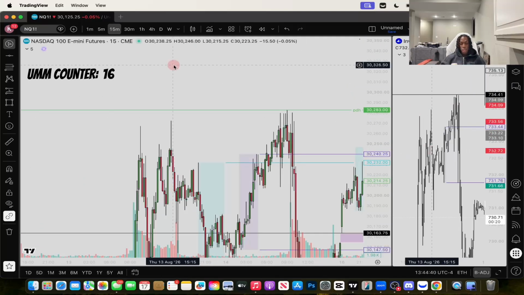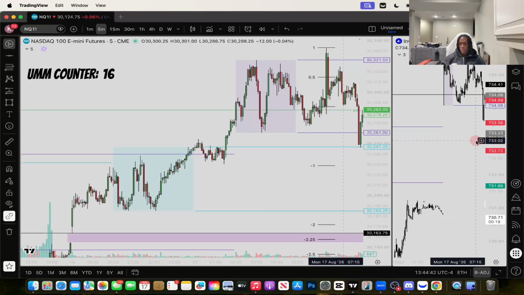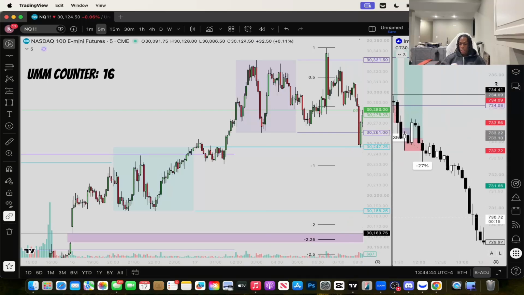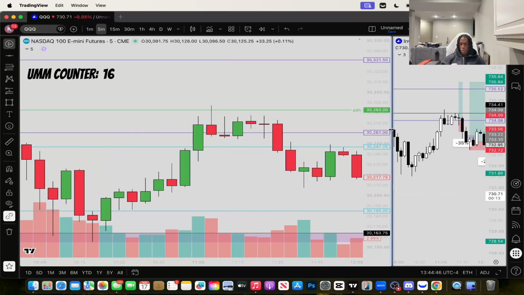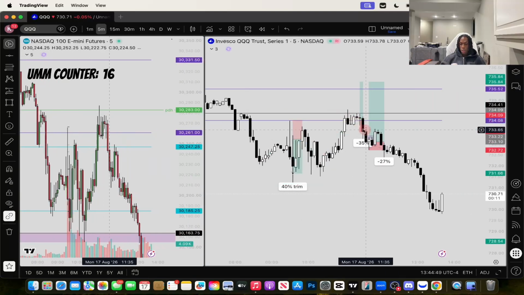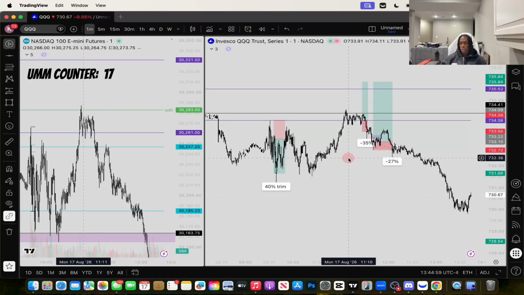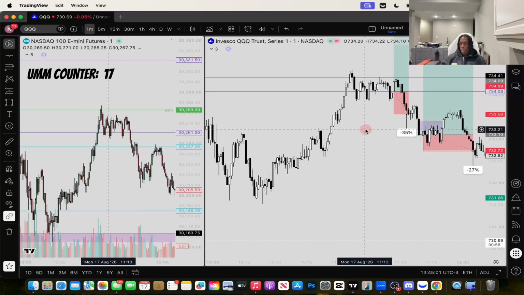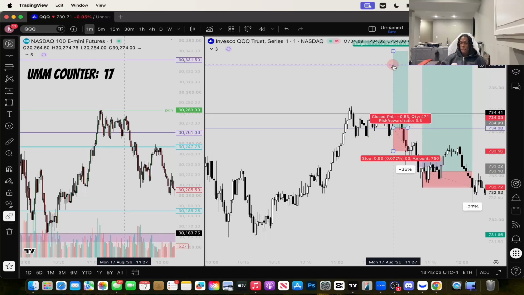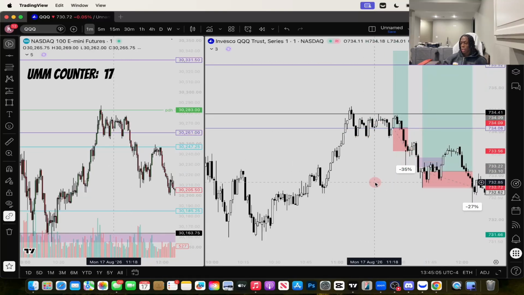Then I took an early entry here. This entry was early because I knew we had to pull back, but we bounced this 5 minute gap here. So I was like, you know what? We might hold that 5 minutes. So let's take this. It was a triple bottom on the 1 minute. So I took that. Ended up getting stopped instantly for 35%.